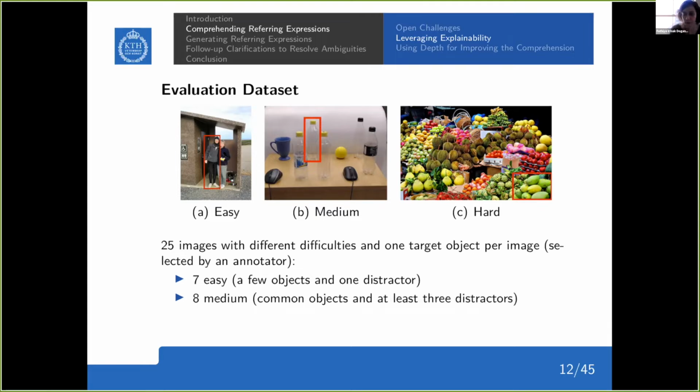In medium difficulty, these were still commonly known objects that can be detected by existing object detectors. But in that case, there were at least 3 distractors per target. And in the hard category, as you see in here, there were many distractor objects, and the objects were uncommon objects that the existing object detectors would mostly fail to detect.